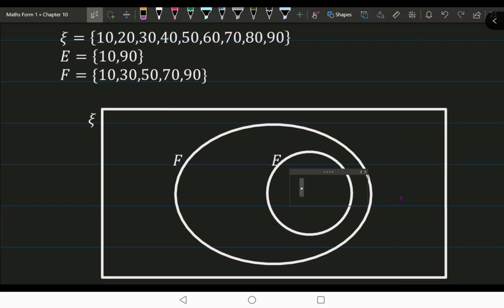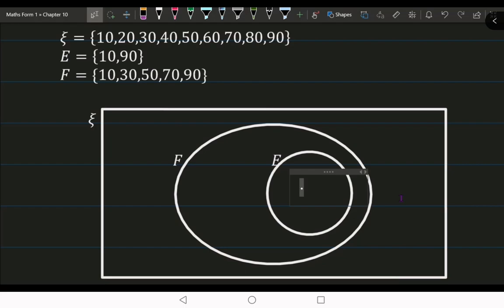40 does not belong to E and F. That means 40 is outside of set E and set F. OK, 50 belongs to F only, not going to belong to E. So this one is 50.